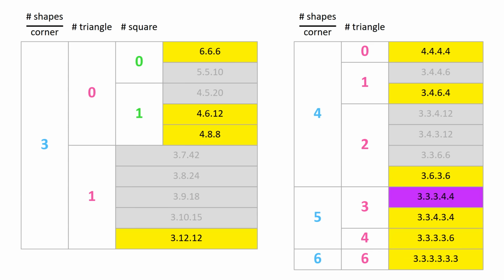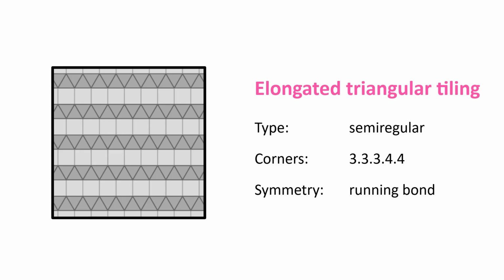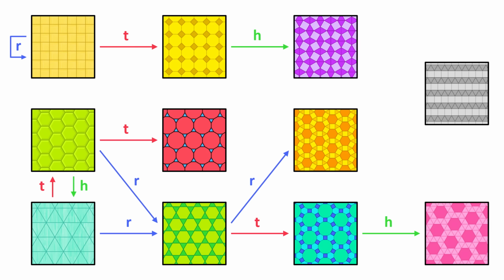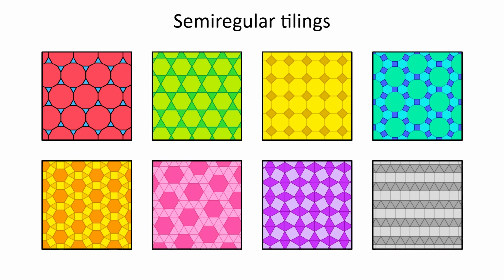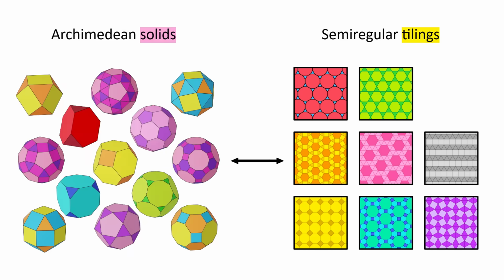But that still leaves one corner, known as 33344, featuring 2 adjacent squares and 3 triangles. Miraculously, you can actually tile the plane with it, and it forms this stripe pattern. It's called the elongated triangular tiling, and is the only non-Wythofian semi-regular tiling. With that, we've discovered all 8 semi-regular tilings, and they make up a pretty cool collection. If you're an existing fan of the channel, then looking at these might invoke a sense of familiarity. That's because semi-regular tilings are the tiling equivalent of the Archimedean solids.